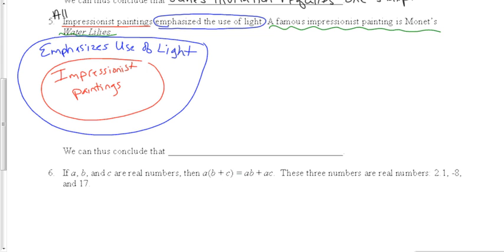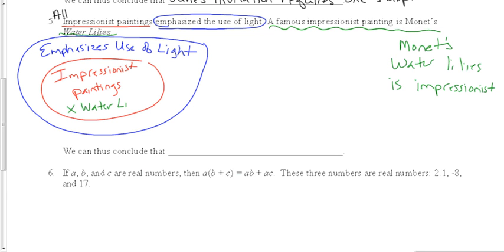Okay, so that's a lot, but what I know is Monet's Water Lilies is impressionist. So because it's of that style, it needs to go inside of the impressionist paintings. So I can put Monet's Water Lilies right here. So that painting by Monet is considered impressionist, so it goes inside of my impressionist paintings circle.